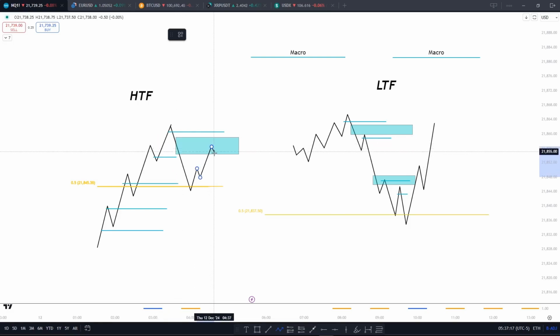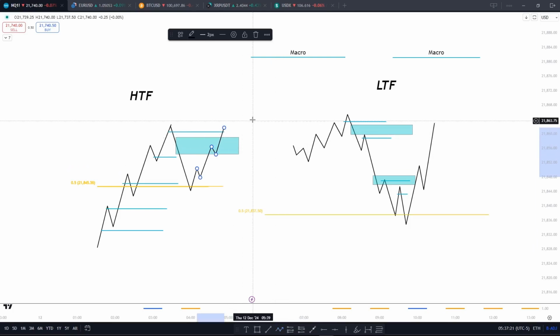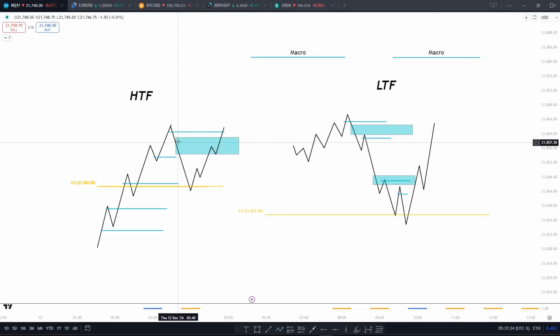If price continues to displace to the upside and we close and we displace above this breakaway gap, what do we want to see now? Our next drawn liquidity would be the high that we formed right here. This is our final drawn liquidity.